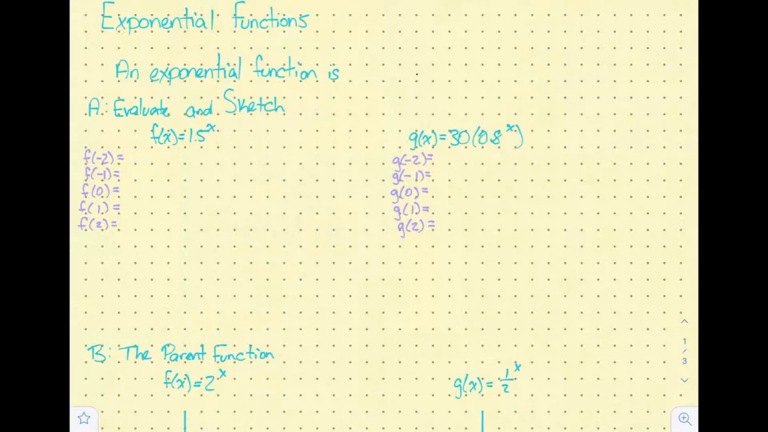An exponential function is some function where our variable is in the exponent. We call the number that we've taken to the exponent the base. And again, our exponent has to have our variable.